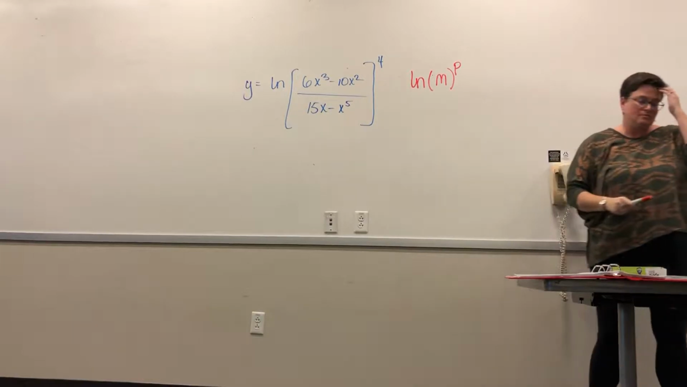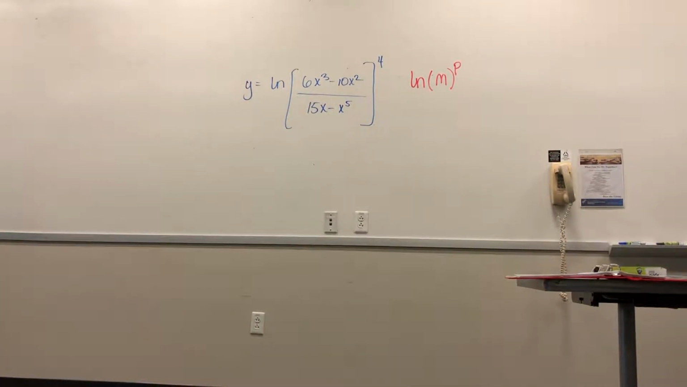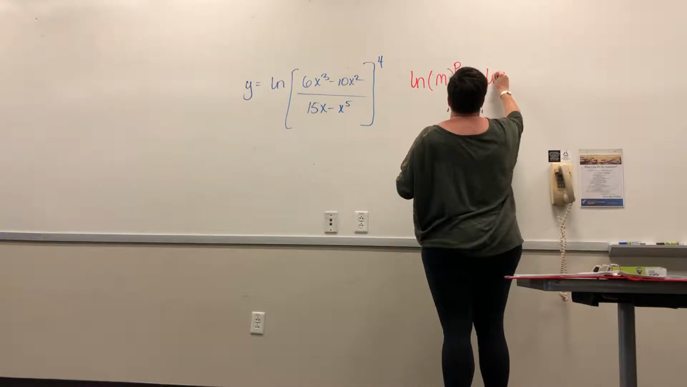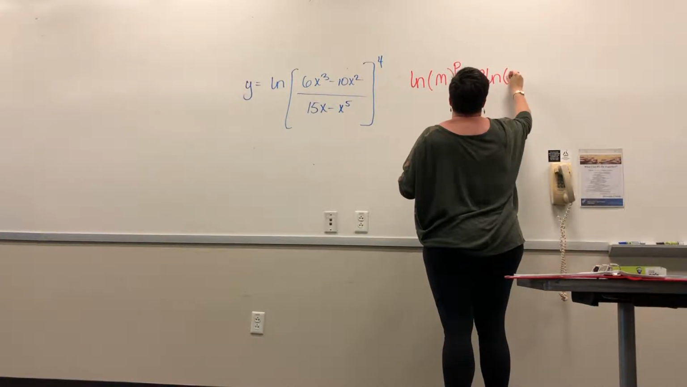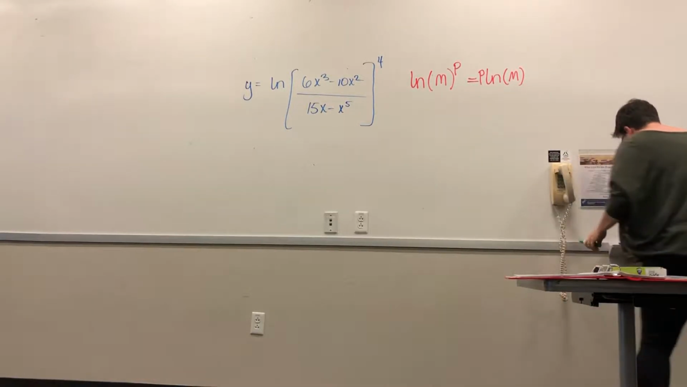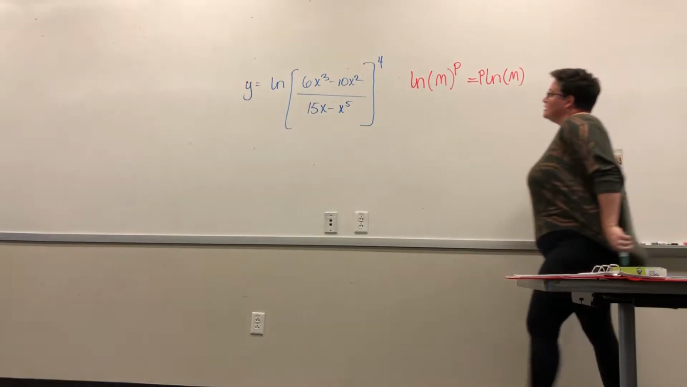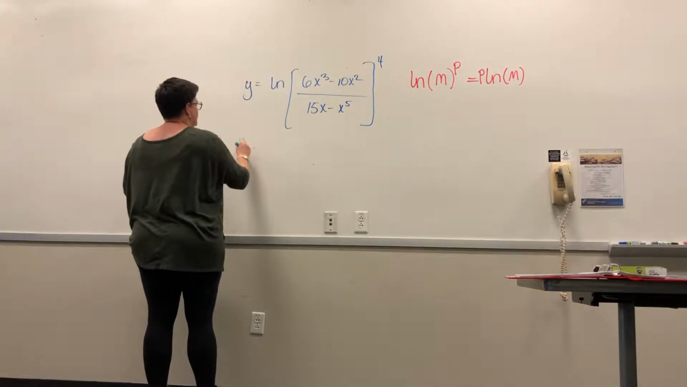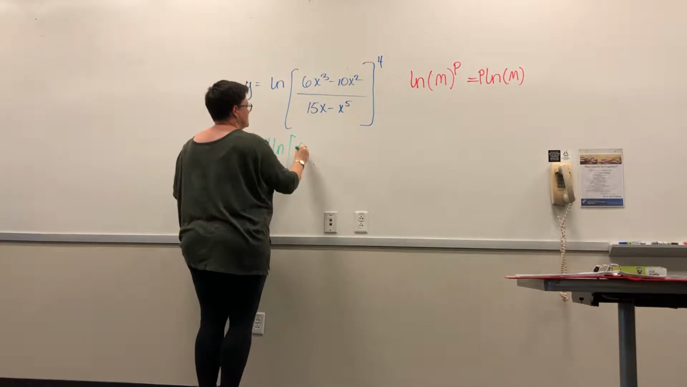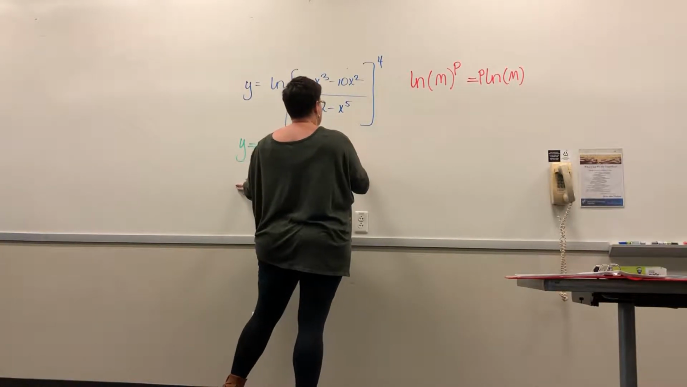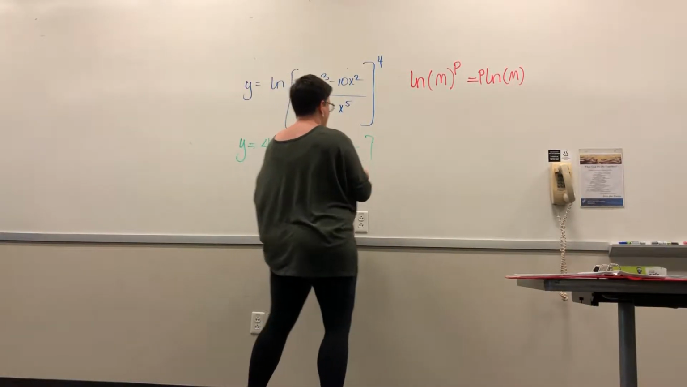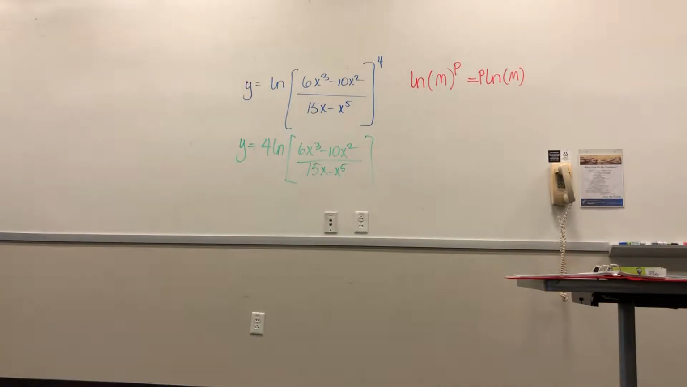So look on your tattoo, about halfway down on the right-hand side, 2/3 of the way. What do we do with that power? We're gonna bring it out front. So the natural log just becomes p natural log of m. So I'm gonna drop it down to reflect that. No derivatives are being performed here. I want you to keep that in mind. 4 natural log of 6x cubed minus 10x squared divided by 15x minus x to the 5th. That's not so bad. We're getting rid of some of those layers.